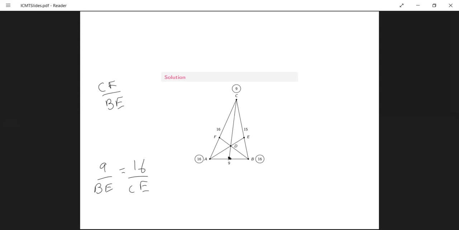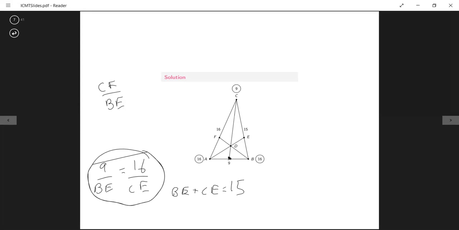So the next step would be to calculate BE. So how do we calculate BE? We have this equation here, and we have that BE plus CE is equal to 15. Now you can easily solve this system of two equations using elimination, and by doing this we get that BE is equal to 27 over 5.